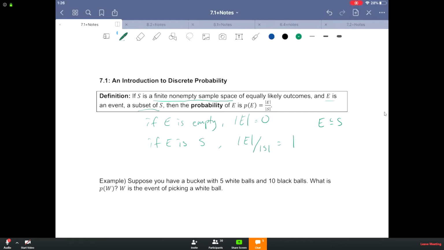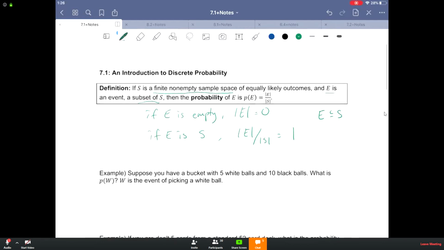All right, so let's look at this first example. It's pretty nice. So you have a bucket, 5 white balls, 10 black balls. What is P of W? W is the event of picking a white ball. The way you think about this is, we're looking at fractions, we're looking at the cardinality of E. E in this case is W, the event of picking a white ball. Well, there's 5 of those, over the cardinality of S, which is everything. Total, there's 5 white ones, 10 black ones, so there's 15 total, which is 1/3.